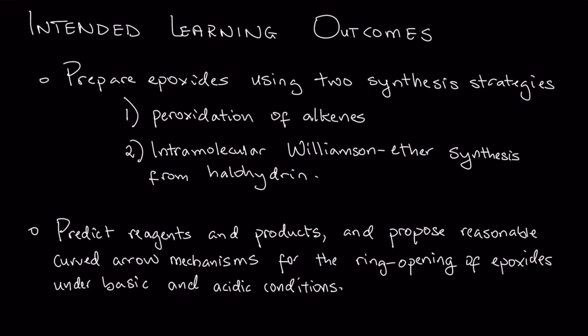It is my hope that by the end of today's video, you'll be able to prepare epoxides using two synthesis strategies. One is the peroxidation of alkenes, and the other is the Williamson ether synthesis. And then you'll be able to predict reagents and products for ring opening of epoxides. You'll be able to predict and propose curved arrow mechanisms of this particular reaction.